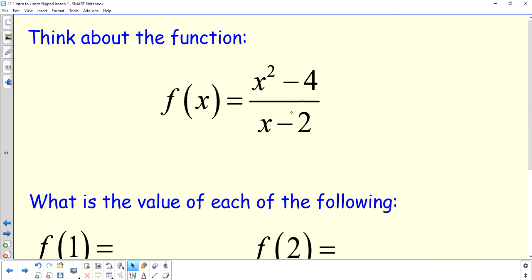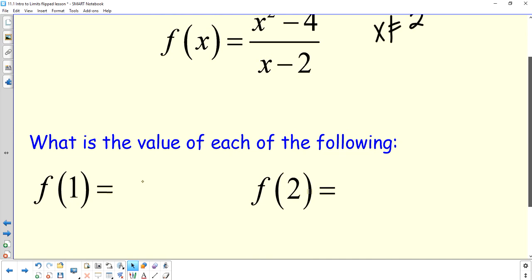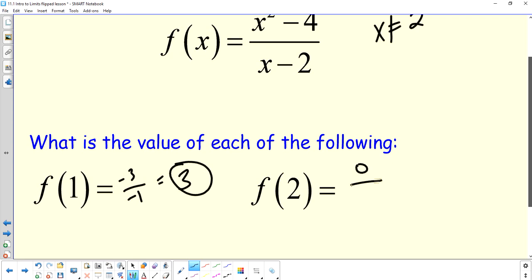If you remember back from first semester, when we talk about domain, we would say that x cannot be 2. But that doesn't mean that we don't have a limit here. If I plug in 1, I'd get -3 in the numerator over -1 in the denominator, or a value of 3. That would work. If I plug in 2, I'd have 0 in the numerator and 0 in the denominator, and since we can't divide by 0, this is undefined. There is no solution for that, because 2 is not in the domain of f of x.